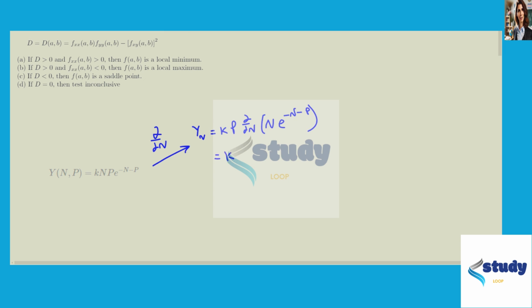So again, product rule would be kp times, well, derivative of n is just 1, so it'd be e to the negative n minus p, and then plus n times, and the derivative of e to the anything is first itself, and then we take the derivative on the n side. So that is just going to be negative 1. And now we can go ahead and factor out this e. So it would be k p e to the negative n minus p, and then it would be 1 minus n.